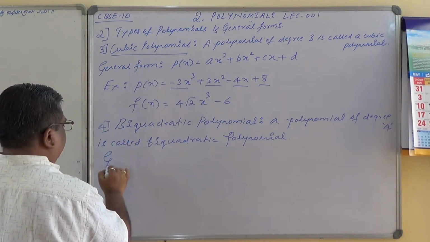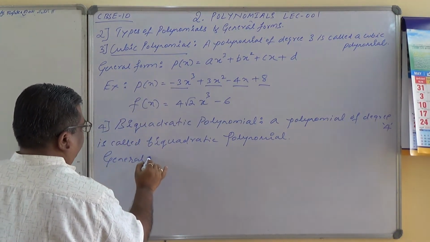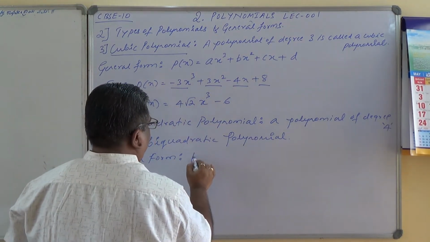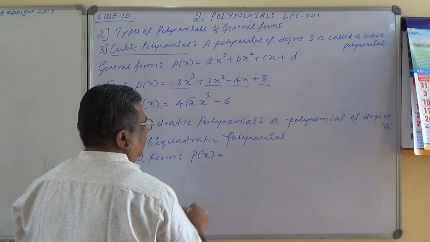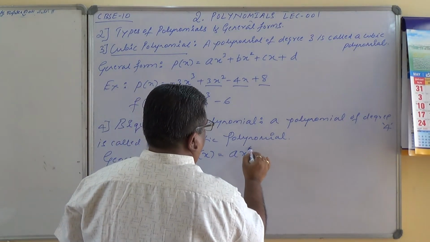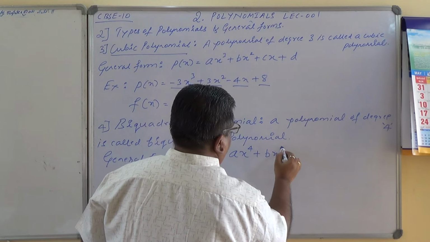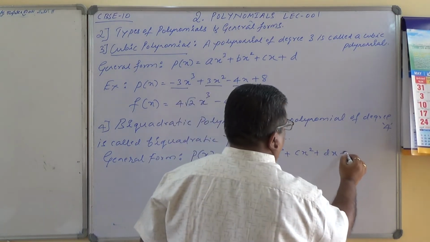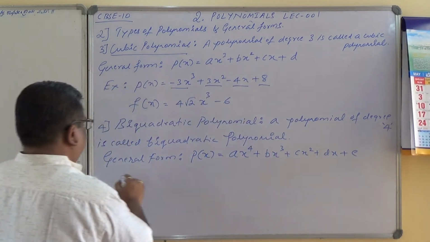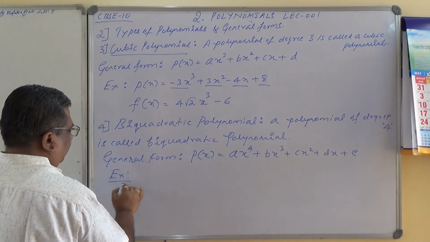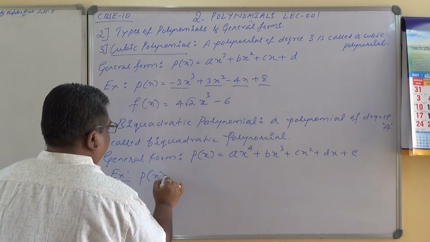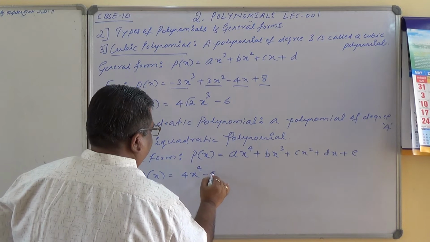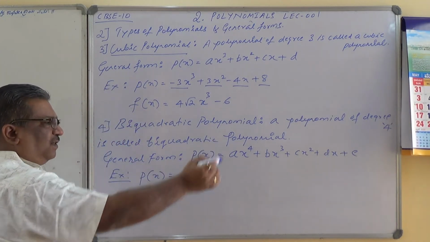General form: P of x equals ax to the power 4 plus bx cube plus cx square plus dx plus e. One example I'll take here: P of x equals 4x to the power 4 minus 8. That's all. Rest of the terms, forget it.